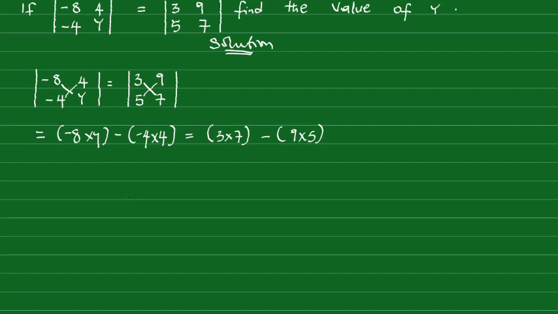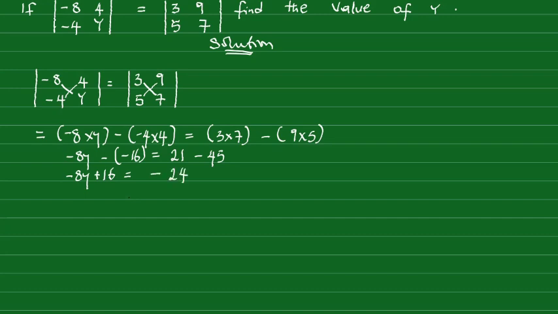Now all these will be equal to -8 times y will give us -8y. Then we have minus (-4 times 4 will give us -16) is equal to 3 times 7 gives us 21 minus 9 times 5 gives us 45. All right, we have these as -8y minus (-16) ends up giving us plus 16 is equal to 21 minus 45. This gives us -24.